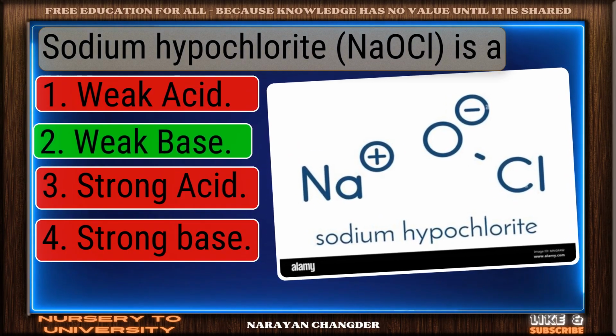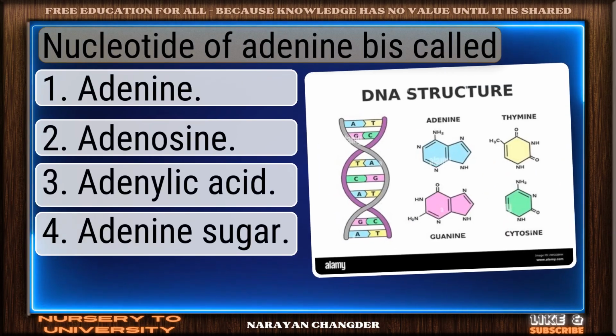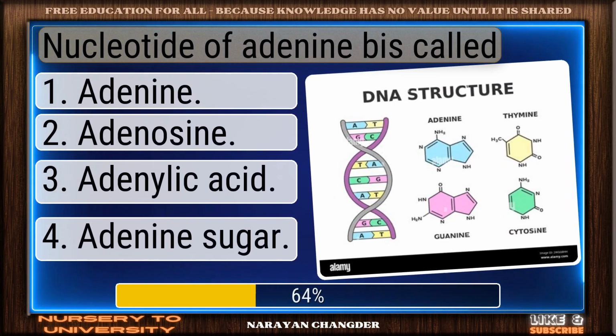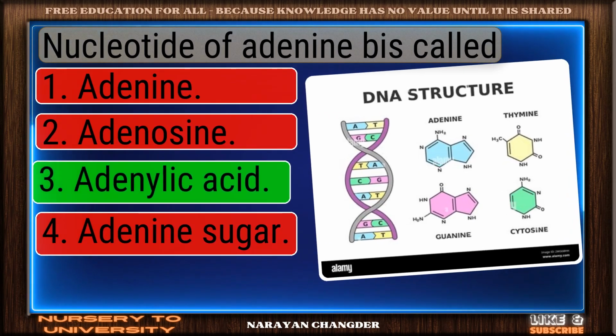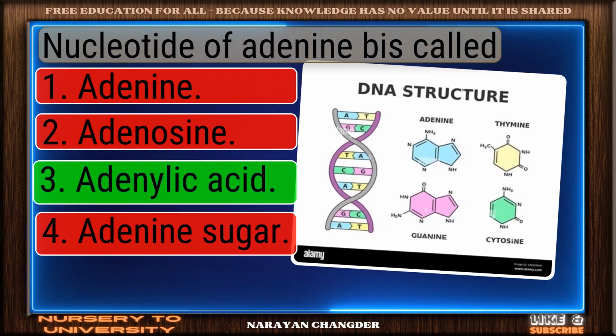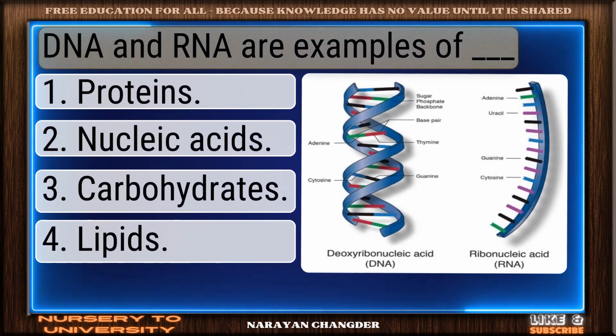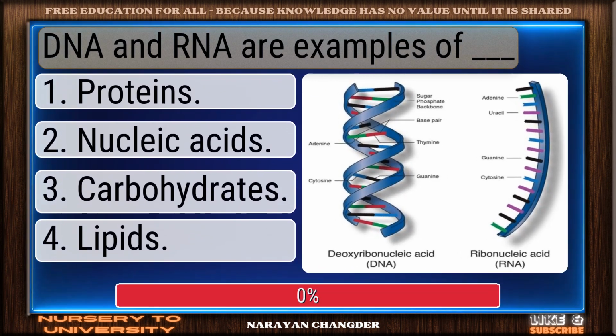Excellent. Weak base is a brilliant choice. Question number 122. Nucleotide of adenine is called? You're right. Adenylic acid is the correct answer. Question number 123. DNA and RNA are examples of dash.